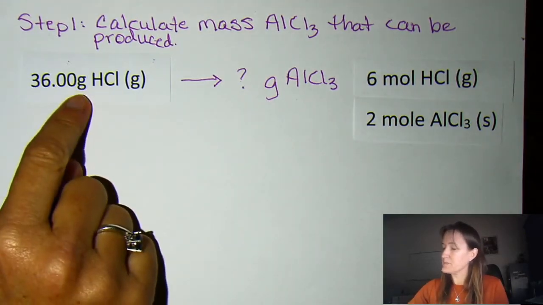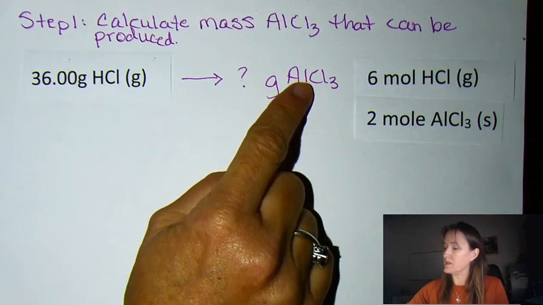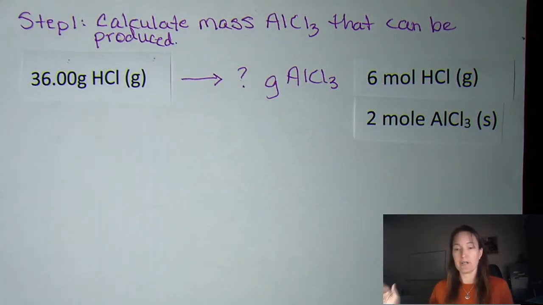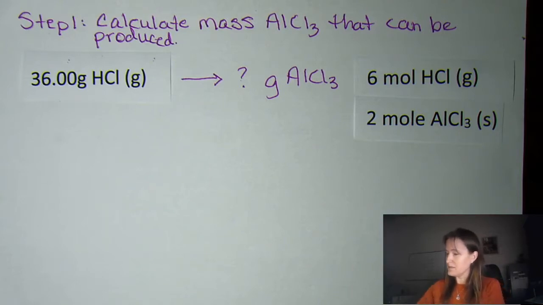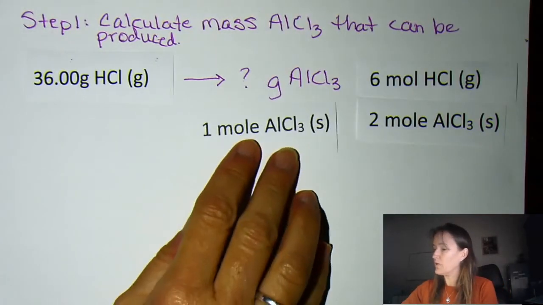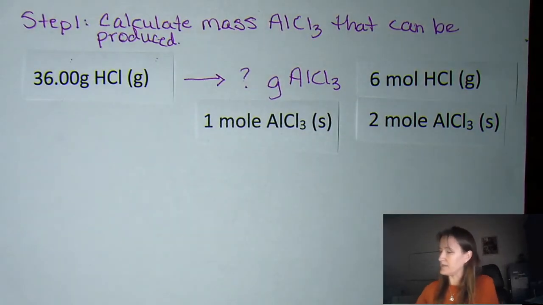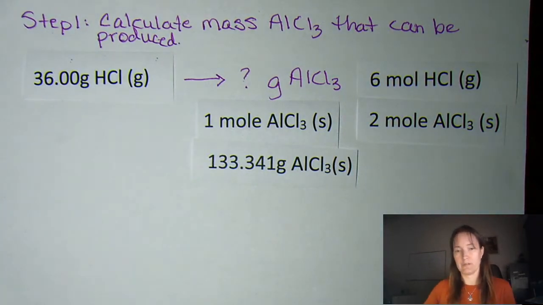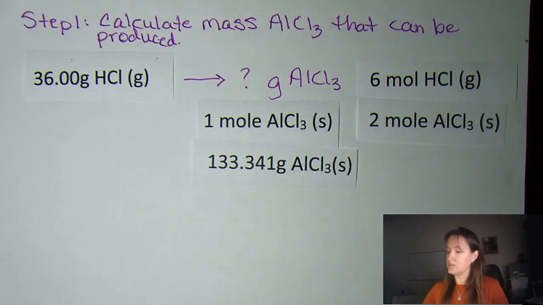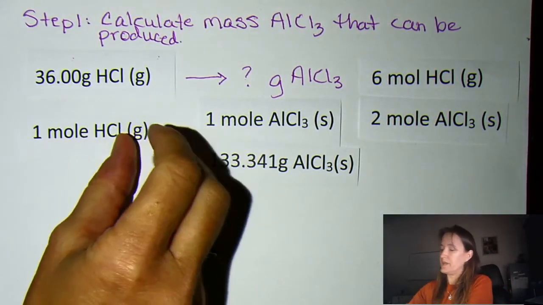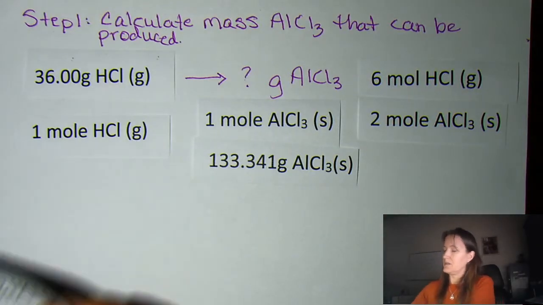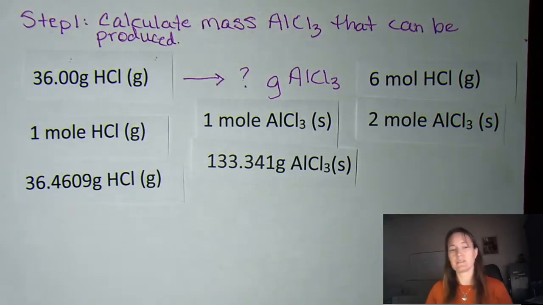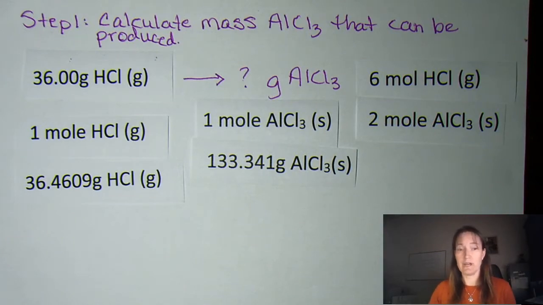But we see we have grams of HCl and we want grams of AlCl3. To go from grams to moles of any substance, you use its molar mass. So the molar mass of aluminum chloride: 1 mole of aluminum chloride has a mass of 133.341 grams. For HCl, 1 mole of HCl has a mass of 36.4609 grams.